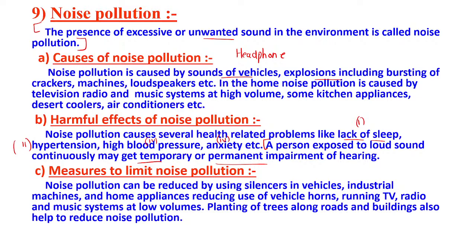Okay, what are the measures to limit noise pollution? What can be done? In vehicles, there are silencers which eliminate the noise. In industrial machines, silencers have been put so that the noise can be eliminated and the noise level reduced. In home appliances also, certain devices or parts are used which will eliminate or reduce the noise produced by that particular appliance.